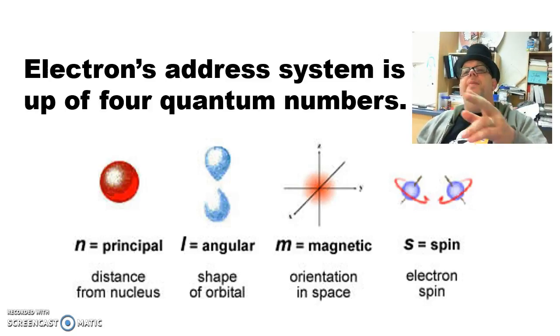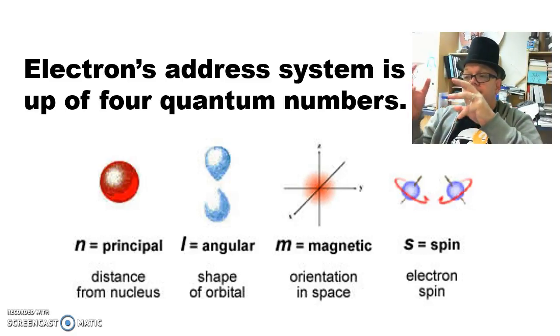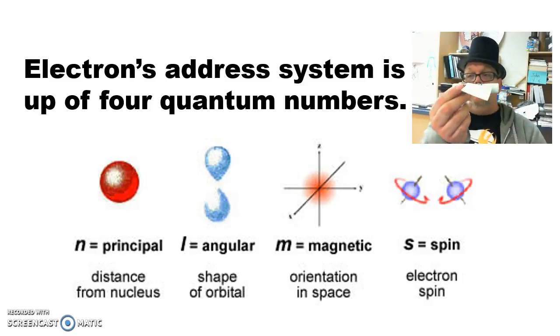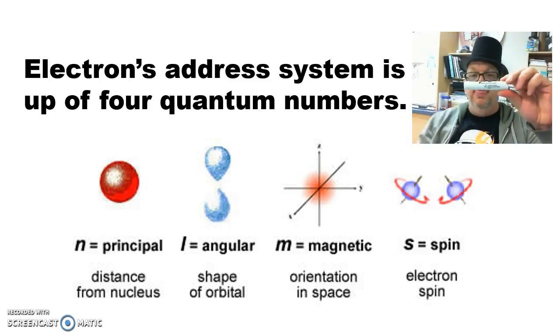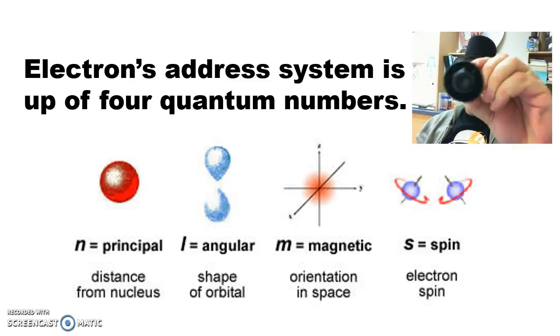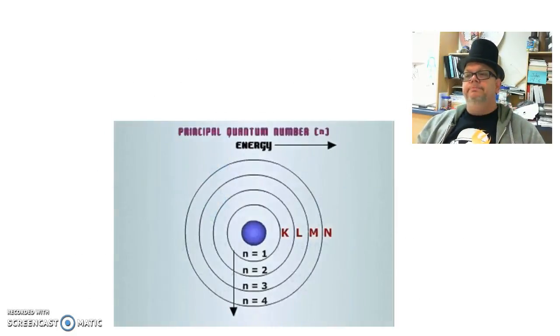The M is for the magnetic. That's the orientation in space of this orbital. It can be located in a different way. For example, is it located like this? Is it located like this? Or is it located like this? There actually is a difference. And then the last one is S. S is for spin. Wait, electrons spin? Yes, they do. More on that in a moment.